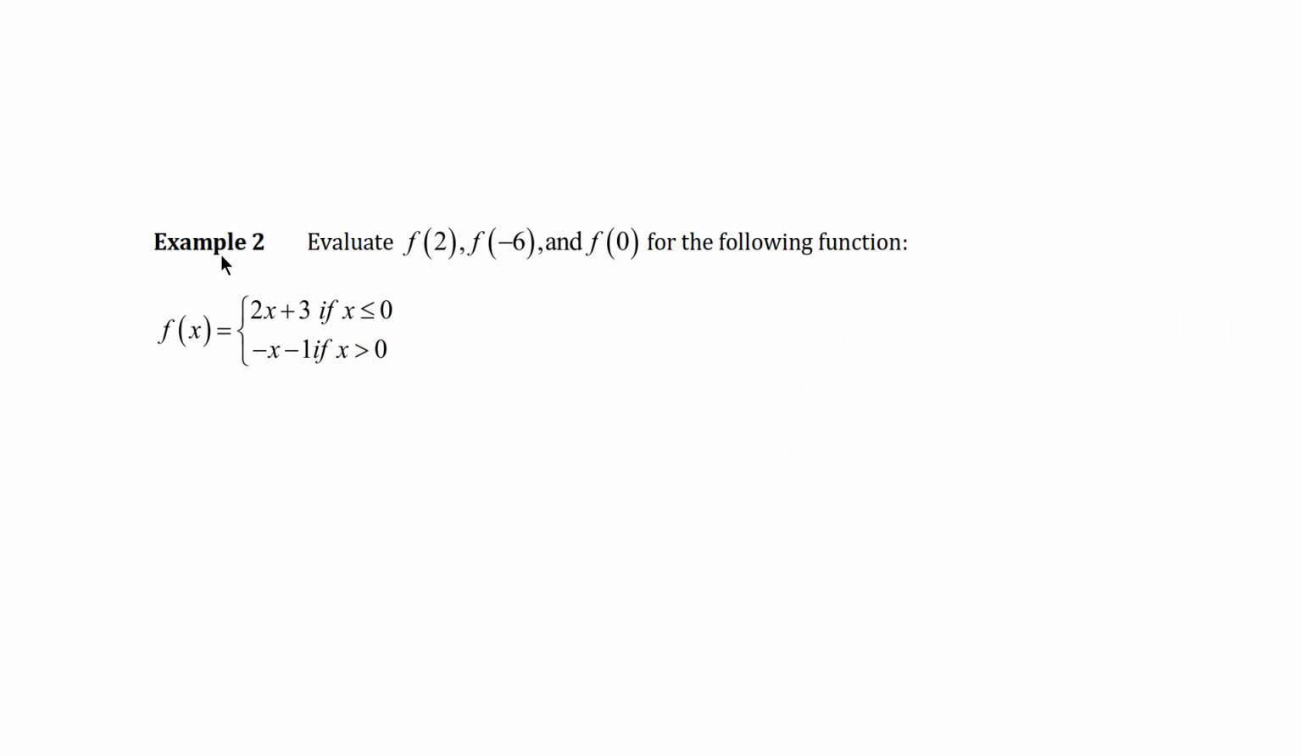Moving on to example number 2, it states, evaluate f of 2, f of negative 6, and f of 0 for the following function. Here we have a piecewise function f of x. This is equal to 2x plus 3 if x is less than or equal to 0. And then f of x is equal to negative x minus 1 if x is greater than 0.